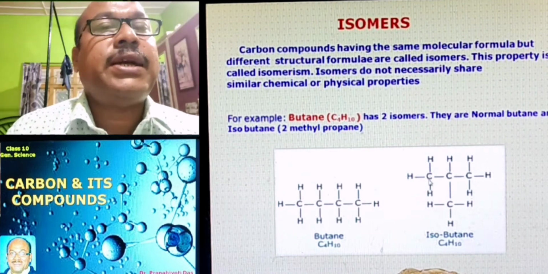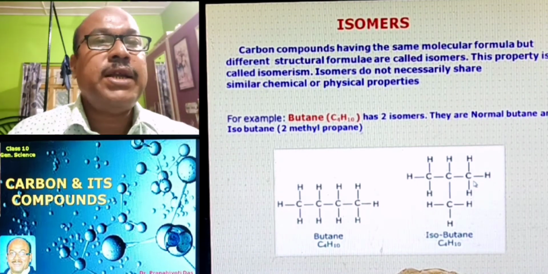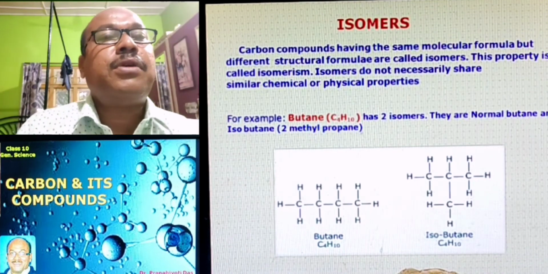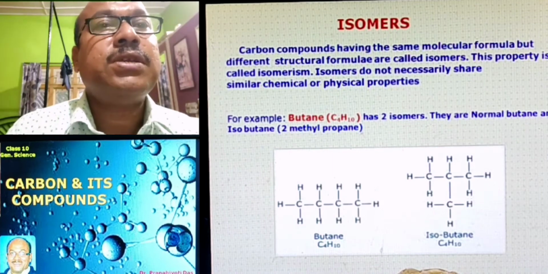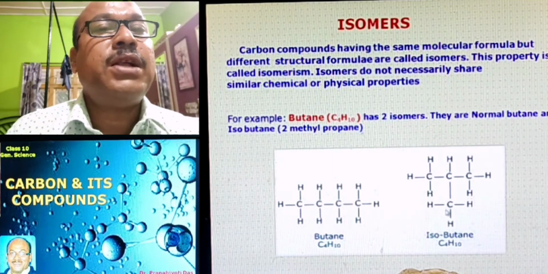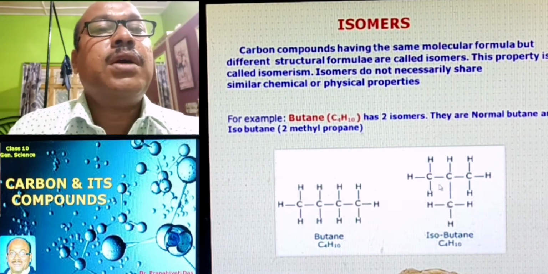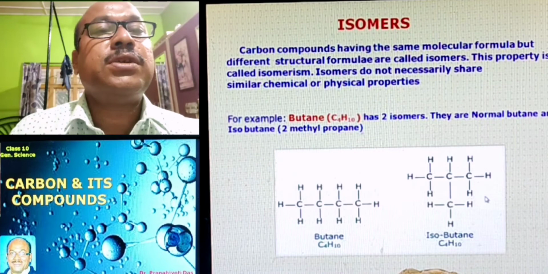Here you can see in the second diagram. So you can see 1, 2 and 3 carbon atoms. They are in the same line. And then from the middle carbon atom, 1 carbon atom is coming out as a branch. So in total, how many carbon atoms can you see? In total there are 4.